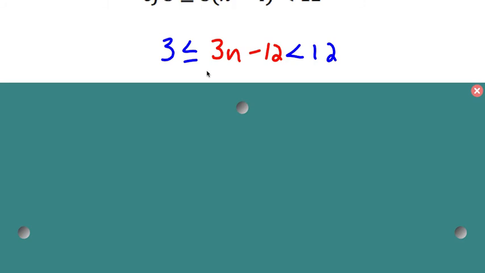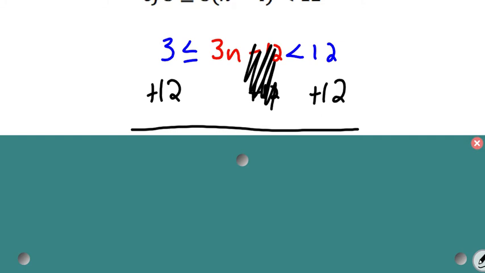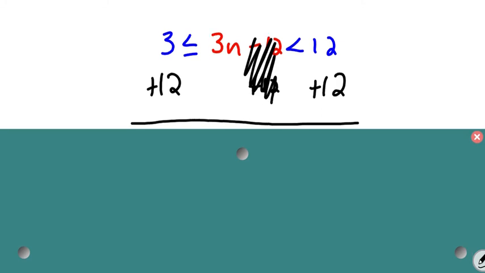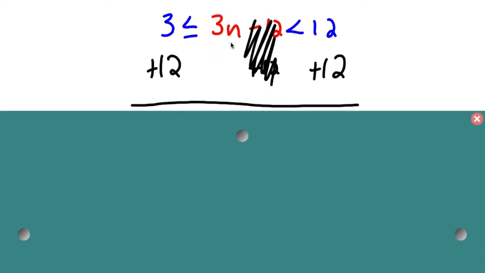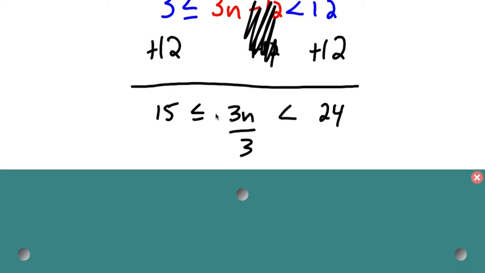Next, we need to move this negative 12. So we move this by adding 12. And again, we're not just adding it once, we have to add it 3 times, to the right and the left and the middle. Negative 12 plus 12 is 0. So those are gone. All right, so we're getting closer to getting n by itself there in the middle. So I'm left with 3 plus 12 is 15, is less than or equal to, bring down the 3n, is less than 12 plus 12 is 24.